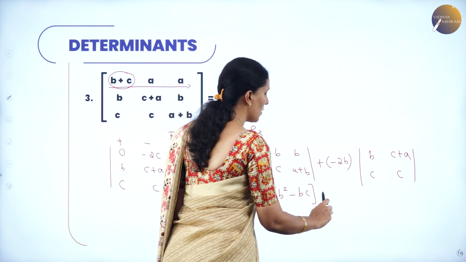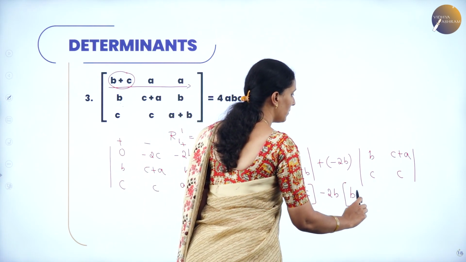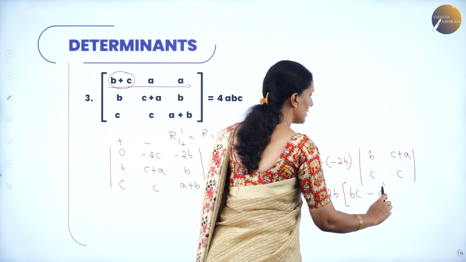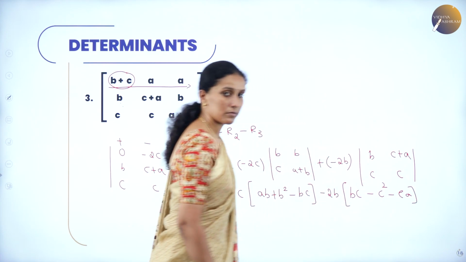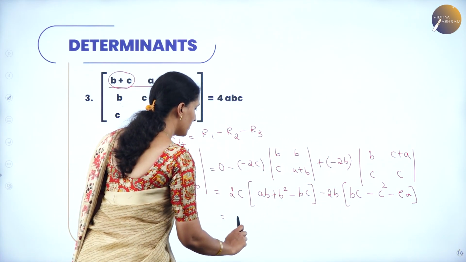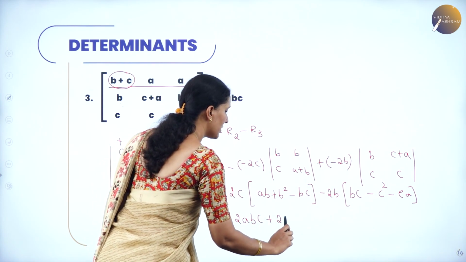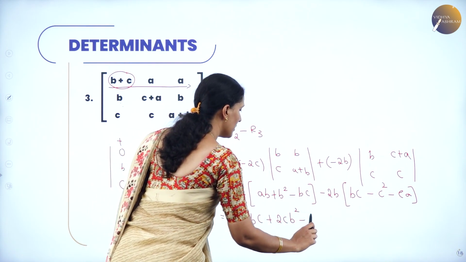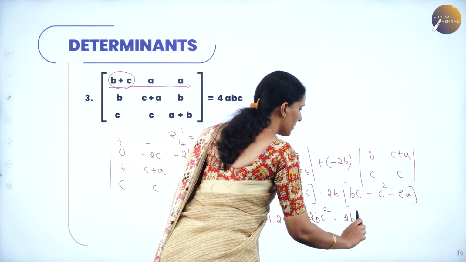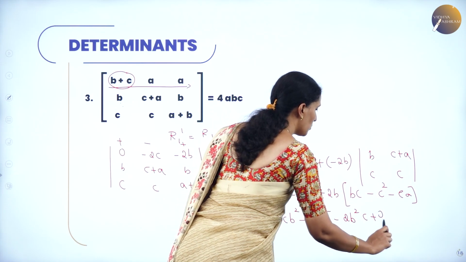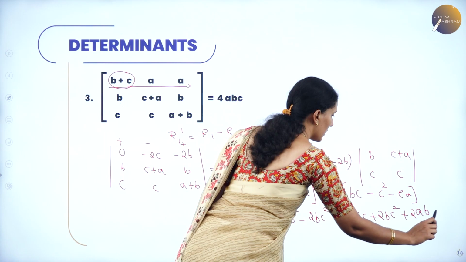Next here we have minus 2B outside, and this becomes BC minus C square minus CA. So multiply, this becomes 2ABC plus 2CB square minus 2BC square, and here minus 2B square C. Next plus 2BC square plus 2ABC it becomes.